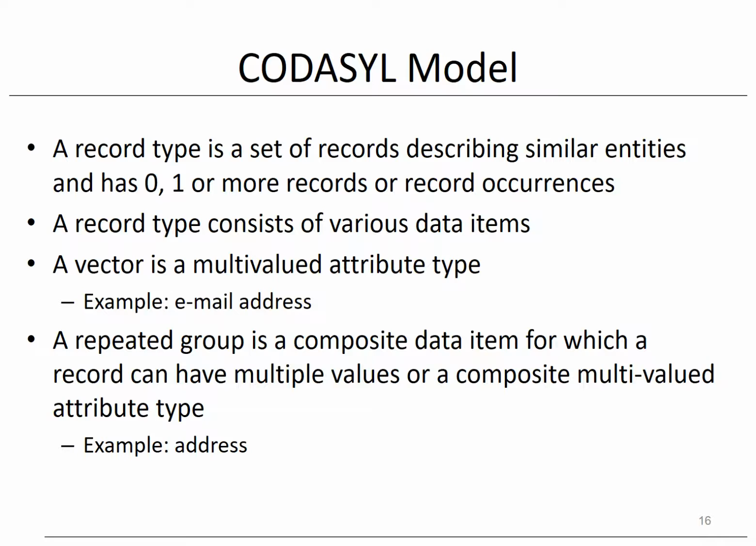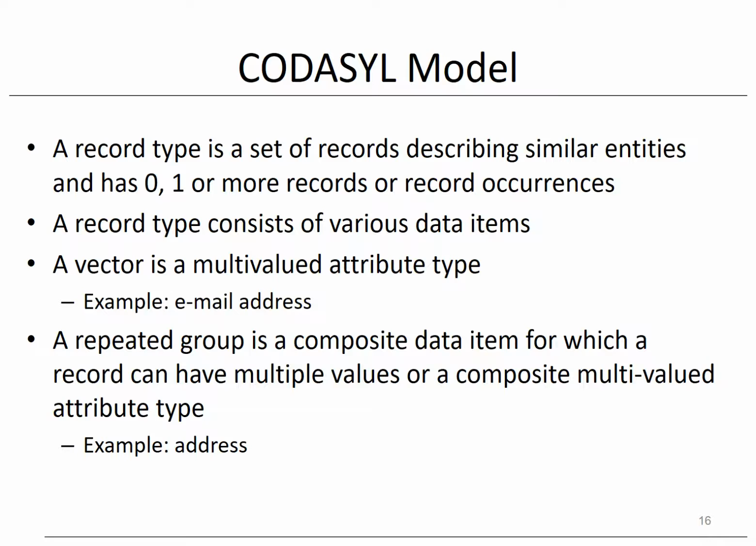The Codasyl model provides support for both vectors and repeated groups. A vector is a multi-valued attribute type. In other words, an atomic data item for which a record can have multiple values. For example, if a supplier can have multiple email addresses, then this can be modeled using a vector.